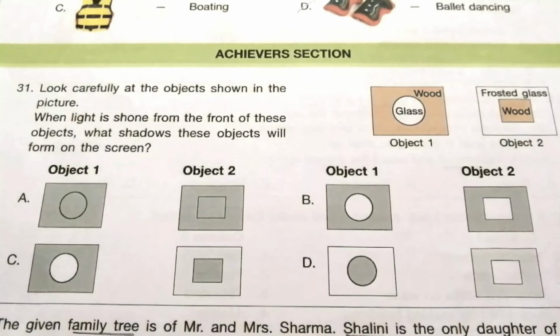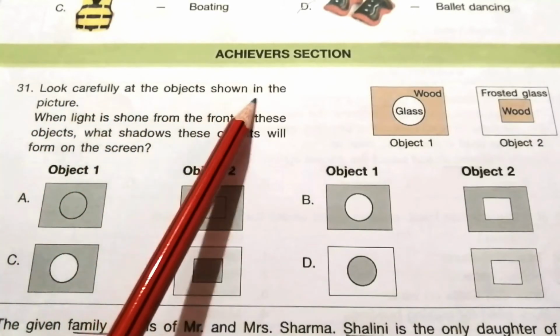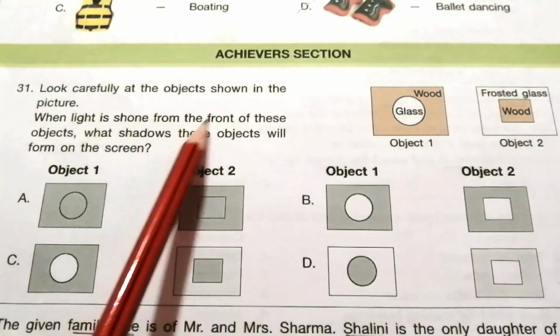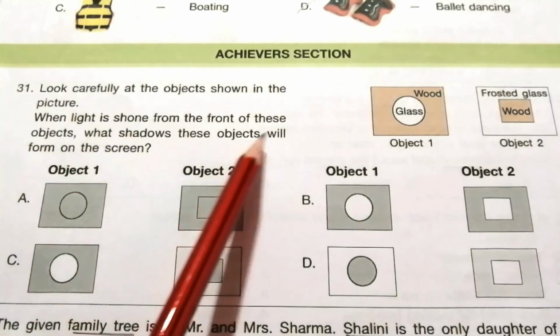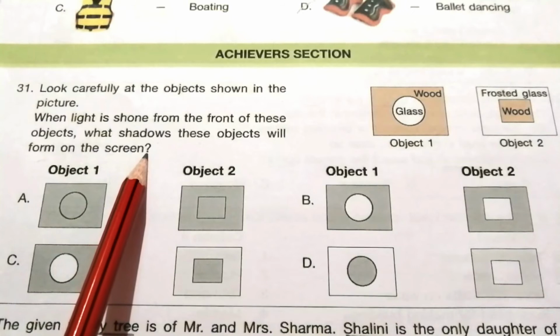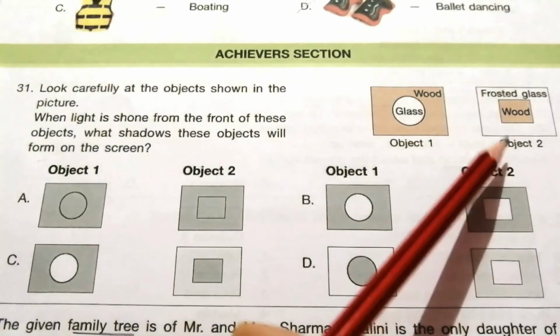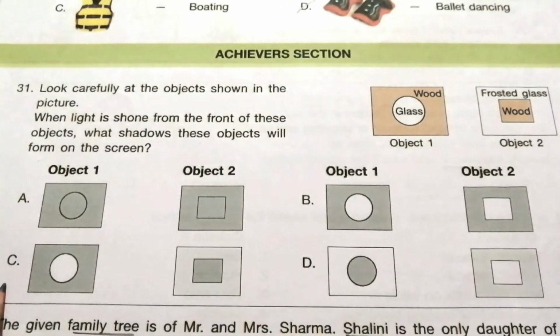Next topic is Achievers section. 31. Look carefully at the objects shown in the picture. When light is shown from the front of these objects, what shadows these objects will form on the screen? Object 1: wood, glass. Object 2: frosted glass, wood. Look at the given options and try to find out the answer. So the answer is C.